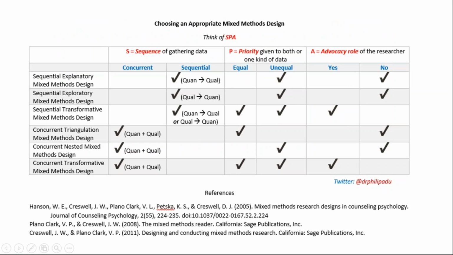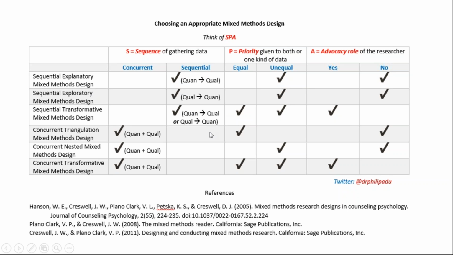So this table is just a summary of some of the characteristics of the mixed method designs. You can see here that for sequential explanatory mixed method design, you start with quantitative and end with qualitative. And it is sequential, and it has an unequal role, right? Most of the time, the quantitative is dominant and the qualitative is not. And also, in terms of advocacy, normally, when you use this approach, you don't have any advocacy role.